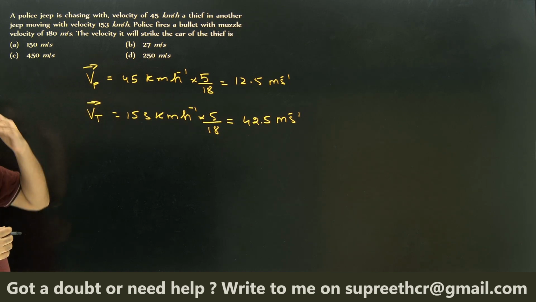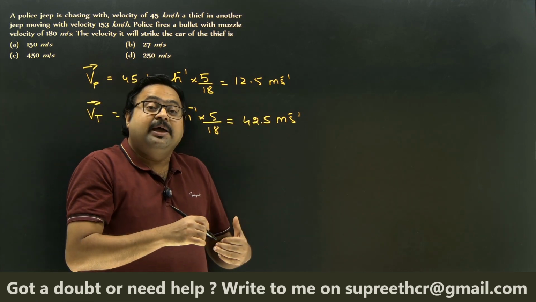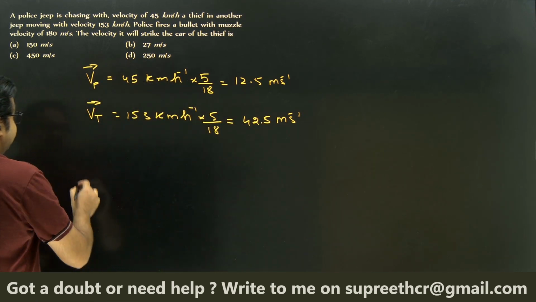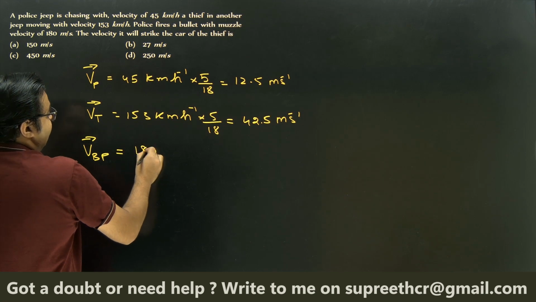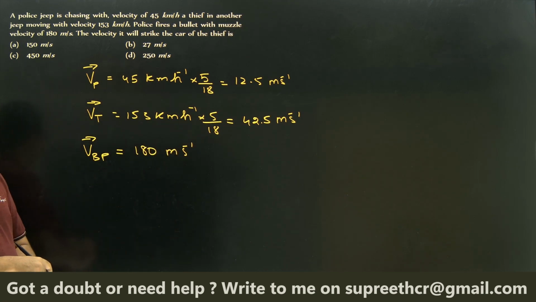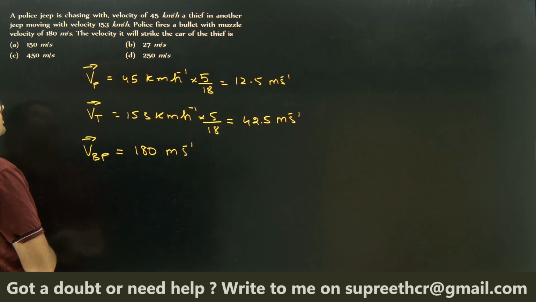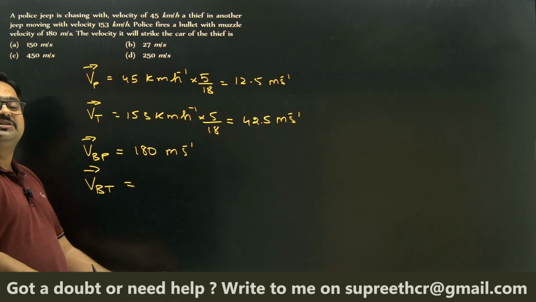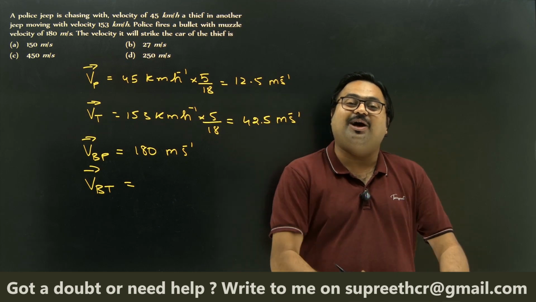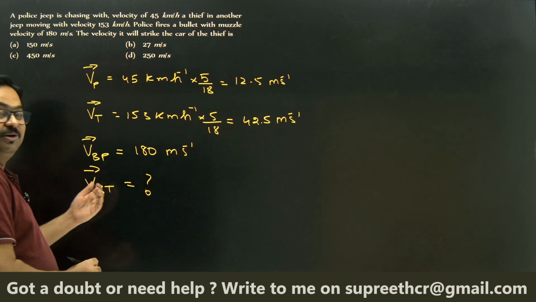The police fires a bullet with the muzzle velocity of 180 meter per second. So when the police fires a bullet, he fires it with respect to him. So the velocity of the bullet with respect to police is 180 meter per second, my friends, right? The velocity with which it will strike the car of the thief is, we need to find the velocity of the bullet as seen by the thief, because whatever is the velocity the thief sees the bullet moving is the velocity with which the bullet will hit the thief who's moving, right? So we just have to figure this out, velocity of the bullet as seen by the thief.